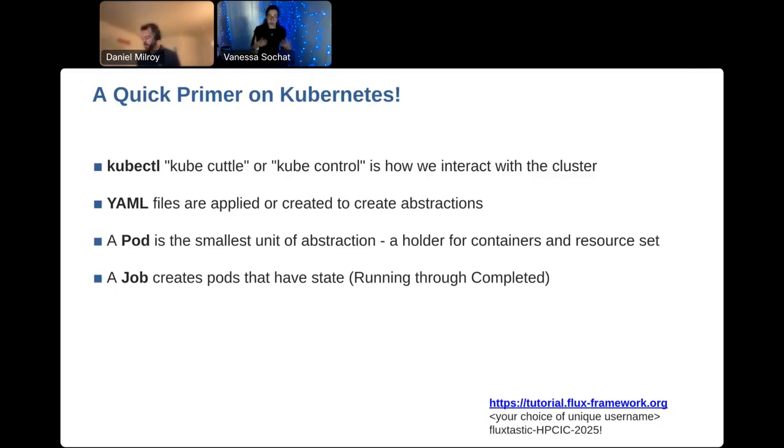A pod is the smallest unit of abstraction that you can create. It is basically a holder for some number of containers in a resource set. Like, okay, I want to run my application with nginx, and I want it to have this specific set of resources.